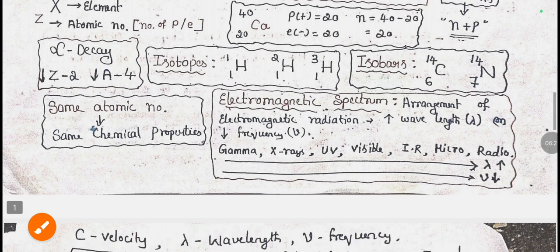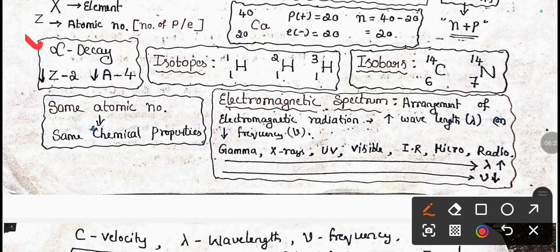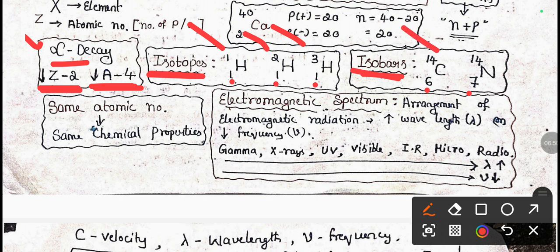Now remember, during alpha decay there is a decrease in the atomic number by 2 and a decrease in atomic mass by 4. Now isotopes means atoms of the same element having the same atomic number but different mass number. Similarly, isobars are atoms of different elements having different atomic numbers but the same atomic mass.